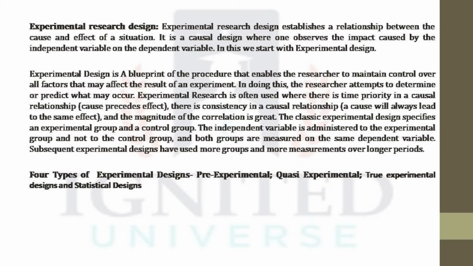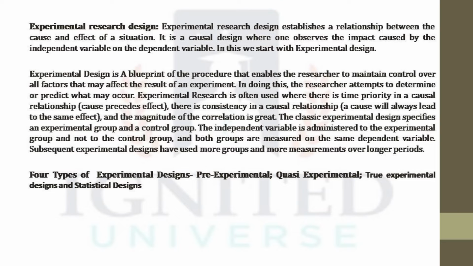Experimental design or design of experiment is a blueprint of the procedure that enables the researcher to maintain control over factors that may affect the result of an experiment. In doing this, the researcher attempts to determine or predict what may occur. Experimental research is often used where there is time priority in a causal relationship, there is consistency in a causal relationship, and the magnitude of the correlation is great.